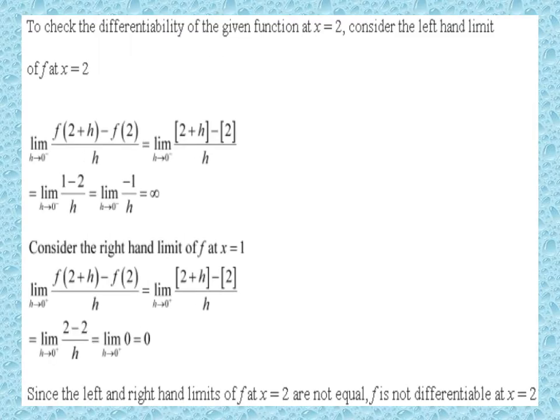Now we have to check the differentiability of the given function at x = 2 also. Again we consider the left hand limit and right hand limit. Left hand limit, the limit as h tends to 0 minus, where c is equal to 2, we get f(2 + h) minus f(2) upon h. So we get the limit as h tends to 0 minus of [2 + h] minus 2 upon h. In value we are getting 1 minus 2 upon h. Clear? 1 minus 2 upon h. Hence we get minus 1 upon h, which equals infinite. And the same for the right hand limit.